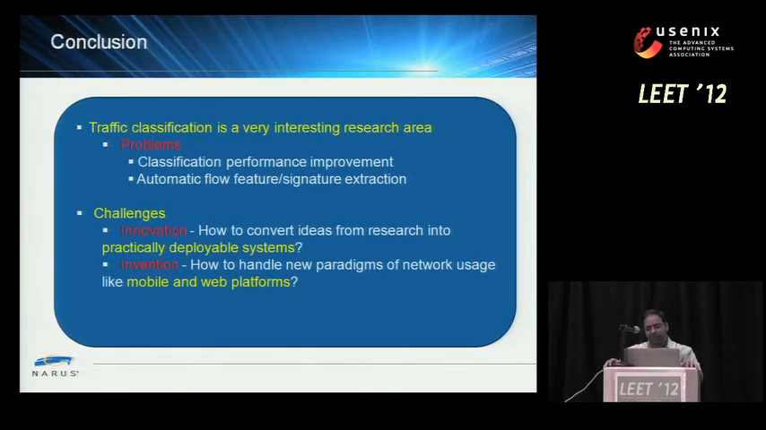Finally, I would like to conclude that traffic classification is a very interesting research area, especially the problem of automatic flow or signature extraction. There are a lot of challenges here, which have a lot of scope for innovation and invention. Here again, by invention, we mean: can we build new signature generation schemes that can handle new platforms like web platforms or mobile systems? And we also have a lot of scope for innovation, that is, taking these ideas from academia, which are being developed, and trying to develop practical systems from those.